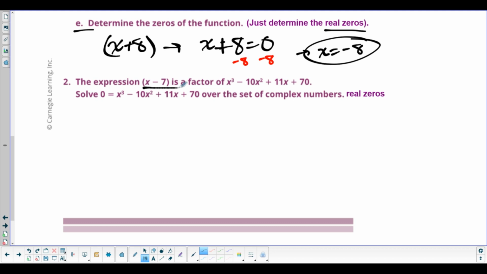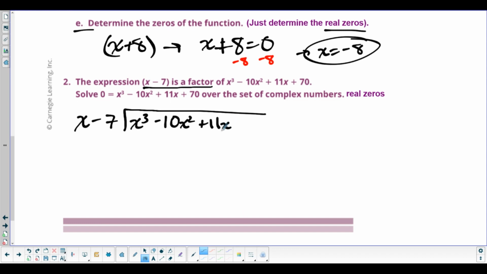And they give us one of the factors already. Now, if this is a factor, that means it can evenly go into this thing. It's a divisor of this polynomial, which means we should be able to divide this out and end up with no remainder. So in other words, x minus 7 should be able to divide evenly into x cubed minus 10x squared plus 11x plus 70. So where we start is just like we did today for the long division problem.